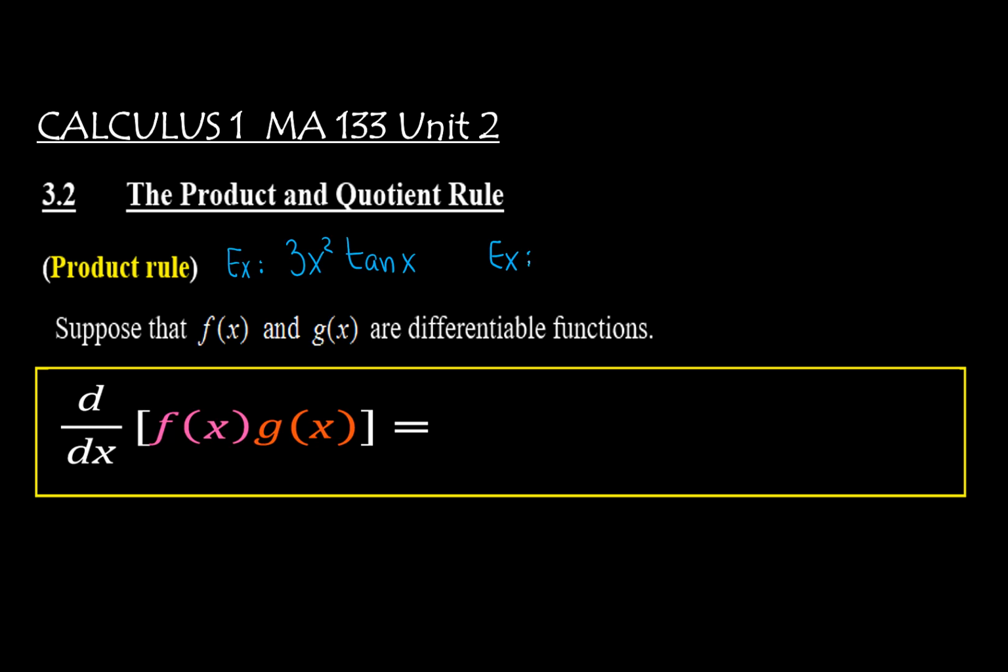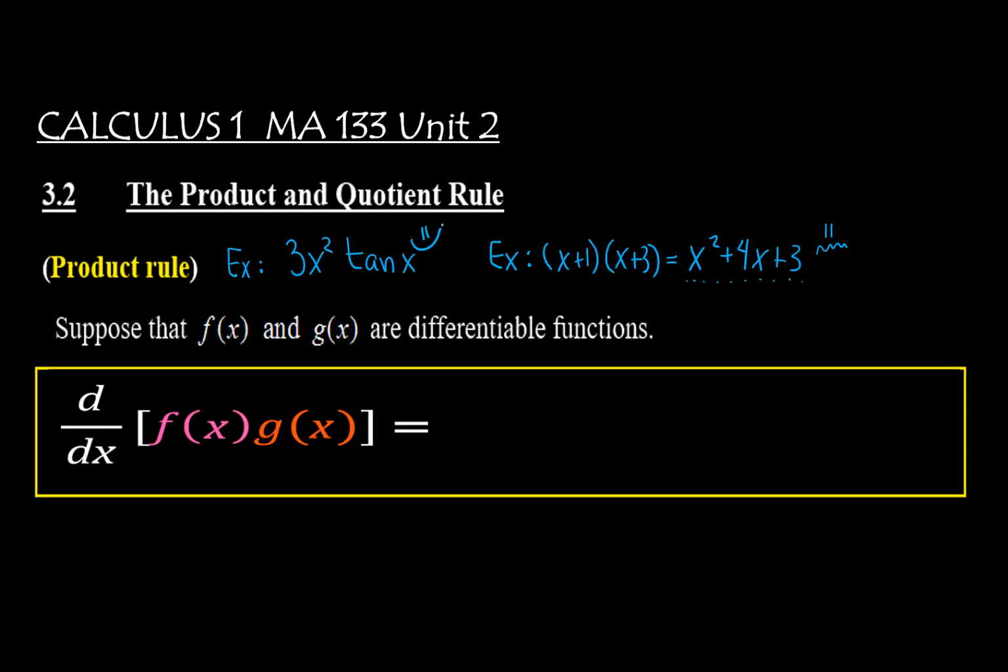Now, if I had something like x plus 1 times x plus 3, I can find this derivative using the product rule, but it would actually be a little bit easier if I just FOILed this out and then took the derivative of this function. So for something like this, I might not want to use the product rule. But for something like the first one, I have to use the product rule.